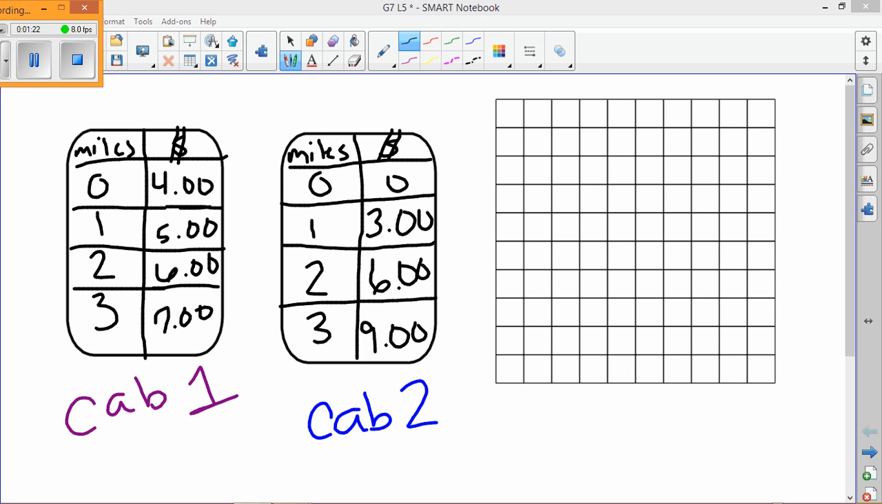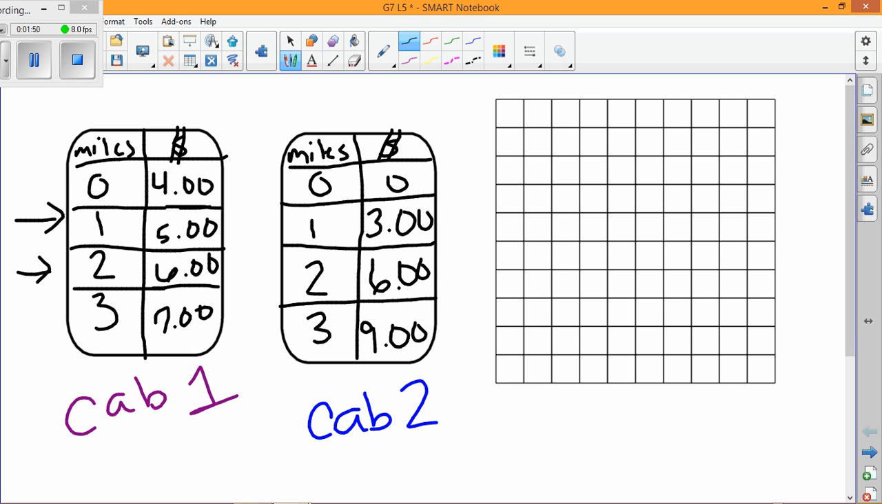If you look at cab number one, we can see that if you're looking at the row where you have 1 mile, we would have to multiply 1 times 5 to give us 5. But then looking at the next row, in order for it to be proportional, we would have to multiply by 5 again, and 2 times 5 is not 6. So cab number one is non-proportional.